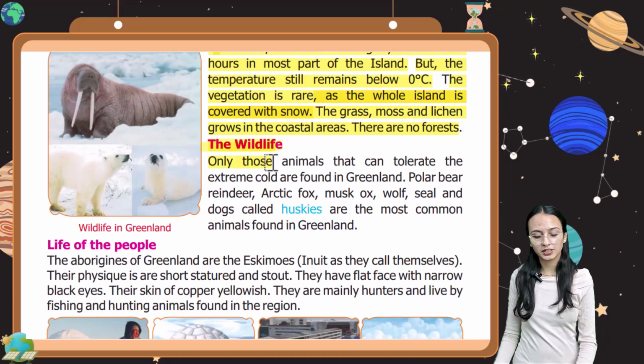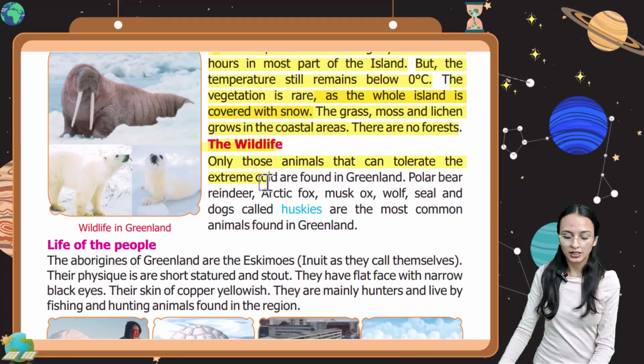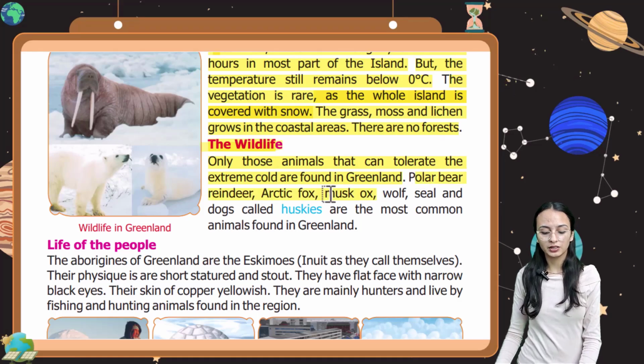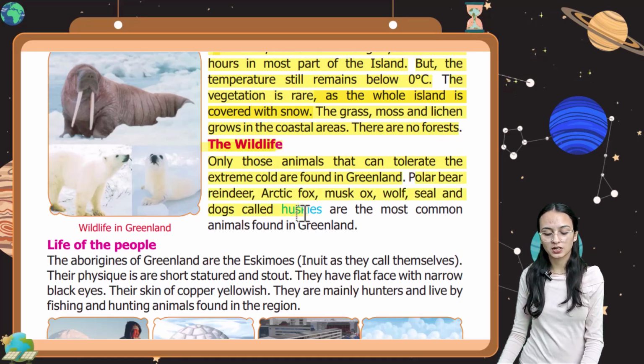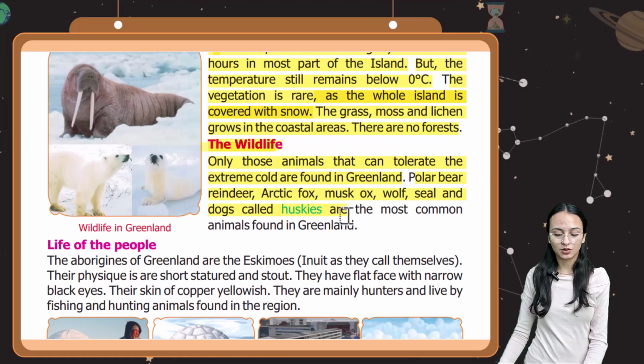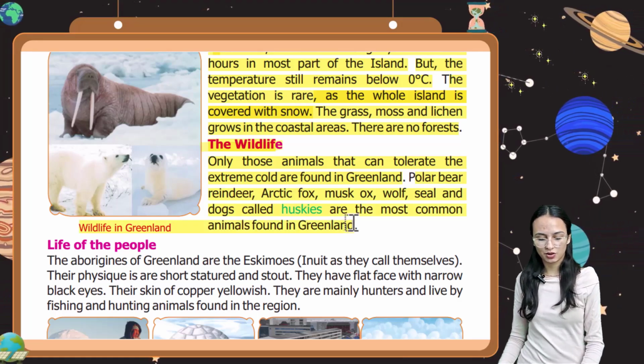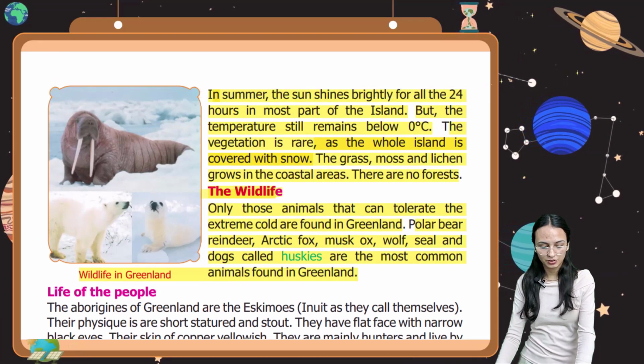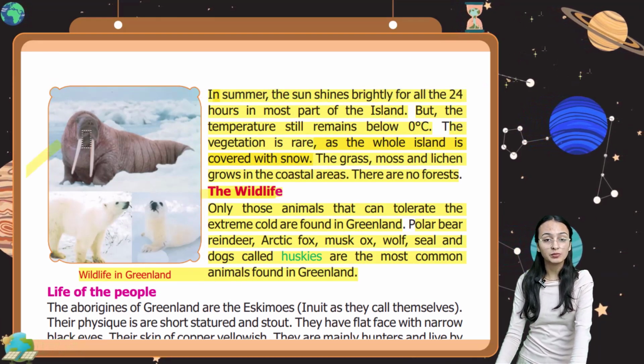Only those animals that can tolerate the extreme cold are found in Greenland because it's very cold there. So polar bear, reindeer, Arctic fox, musk ox, wolf, seal and dogs called huskies are the most common animals found in Greenland. Here are some of the pictures of the animals which are found in Greenland.